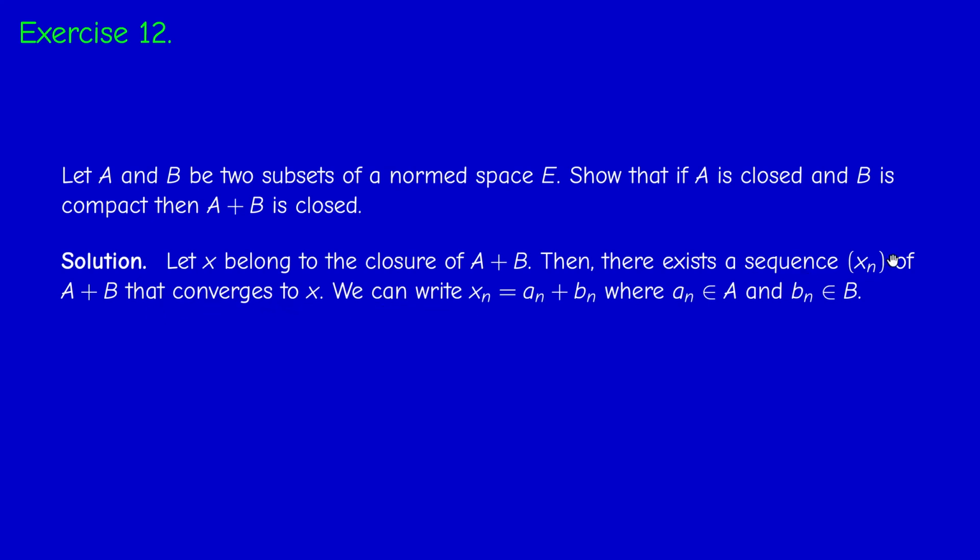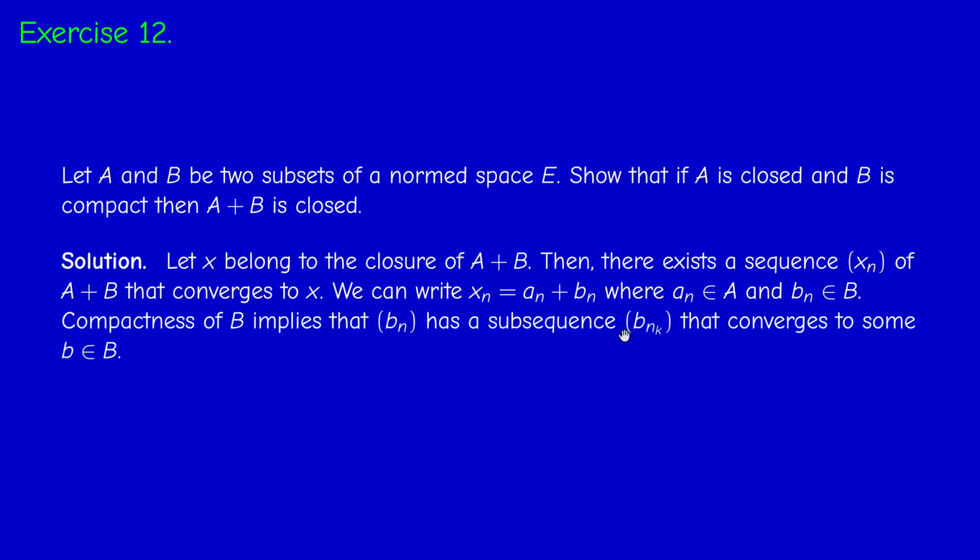So what does it mean that xn is in A plus B? This means that we can write xn as the sum of two elements for each n. Xn is the sum of an element in A and an element in B. So you get two sequences, a sequence an in A and a sequence bn in B. Now I use the compactness of B. Compactness of B means precisely sequential compactness. So there is a subsequence of bn converging to some element b in B, of course. So denote this subsequence by bnk.